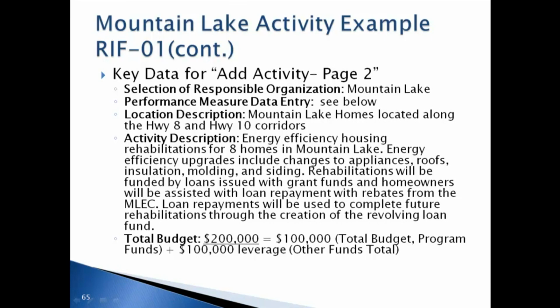Finally, the total budget, it's a summation of the total budget of program funds, so the amount of grant dollars that are going towards the activity, and the amount of leverage funds, which are classified as other funds that are going to the activity. In this case, there's $100,000 from each pot for a total activity budget of $200,000.